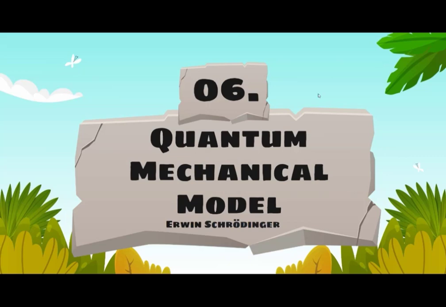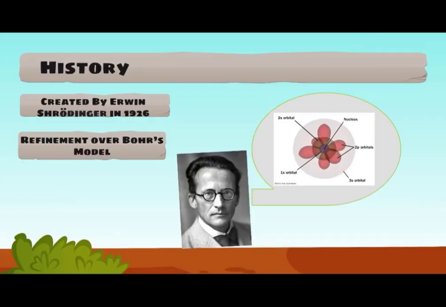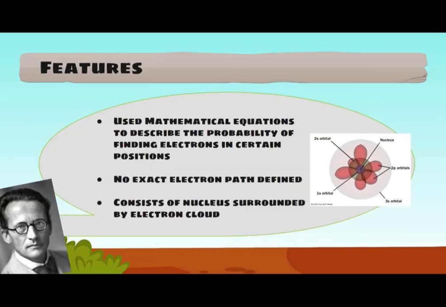Last but not least, we have the quantum mechanical model of the atom by Erwin Schrödinger. Its history. It was created by Erwin Schrödinger in 1926. It is a refinement over Bohr's model of the atom. Its features: it used mathematical equations to describe the probability of finding electrons in various positions surrounding the atomic nucleus. Here, no exact electron path is defined.